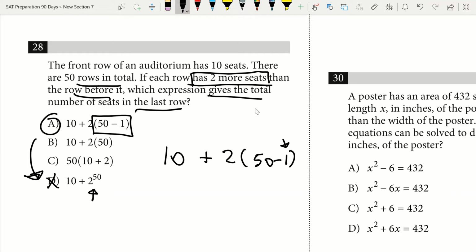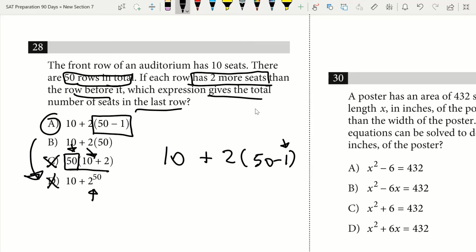Okay, the other thing that we see in C to make C wrong is that we have 50 times 10 plus 2. Okay, this one really is kind of a really wacky answer. I don't know how you'd really get to this unless you thought 50 was the amount of rows we were starting with, and we don't want to do that, okay? So we aren't starting with 50. This one really is just way off.